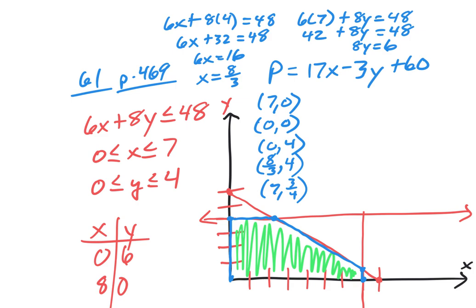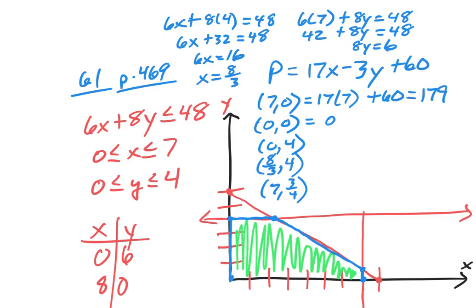So those are the 5 points that we got to come up with. We got to identify what those 5 points are going to be. We're going to take those 5 points and plug them into this p function and figure out which one gives us the max and which one gives us the min. I'm going to leave off the 3y here because 3 times 0 is 0, so I'm just going to do 17 times 7 plus 60. It doesn't really matter what order you do these 5 in. How you list them out, you got to find all of them anyway.